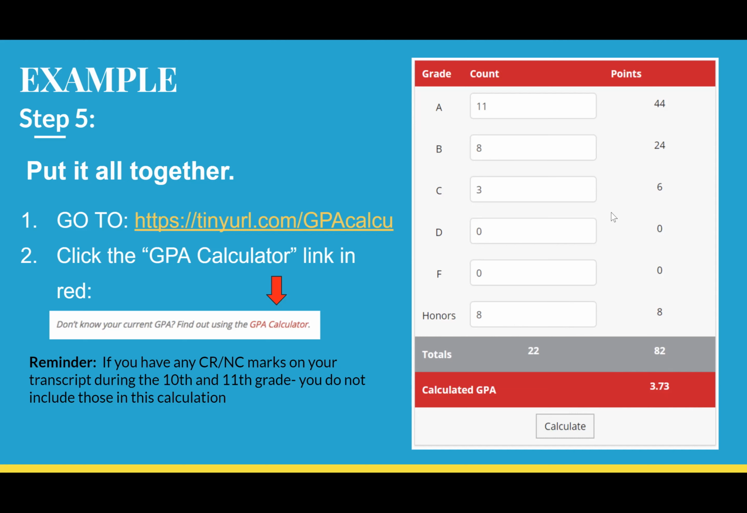Every A is worth 4 points, whether it's an honors A or an AP A, it's 4 points, because at the end you'll add the honors points separately. It doesn't matter where they come from. A point is a point.